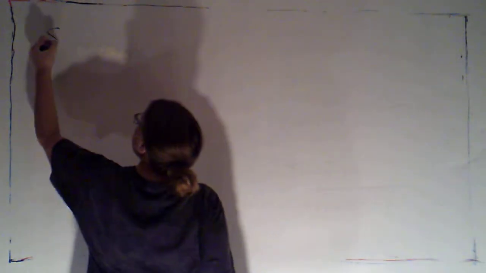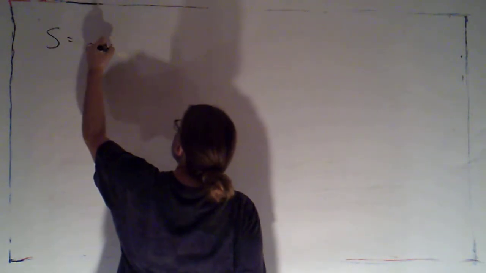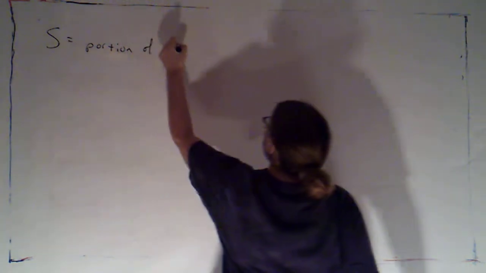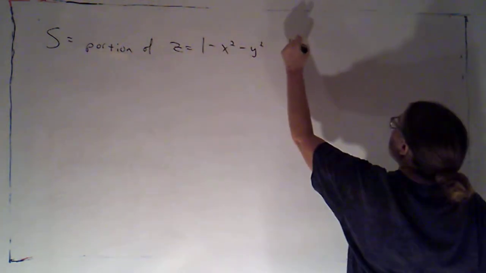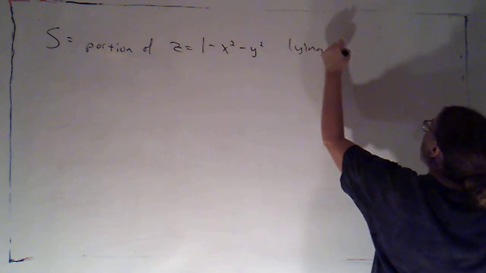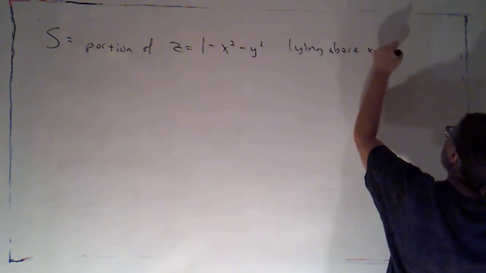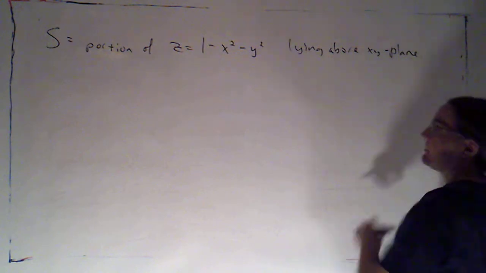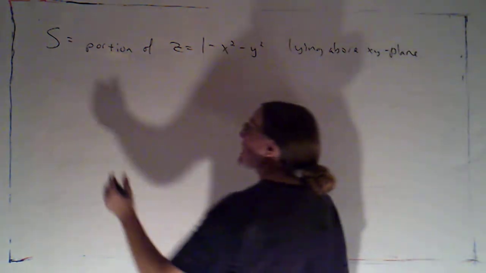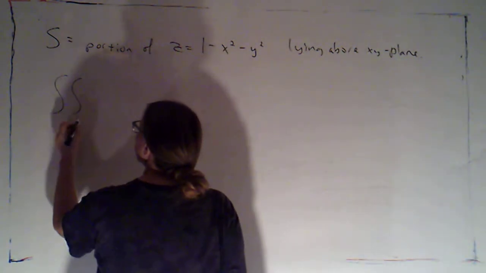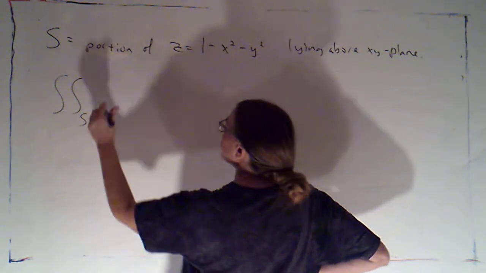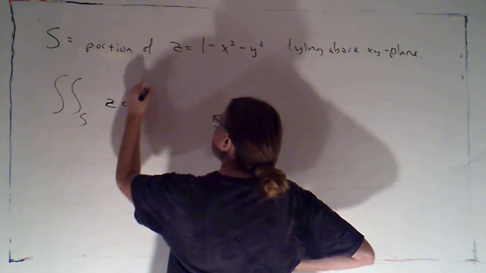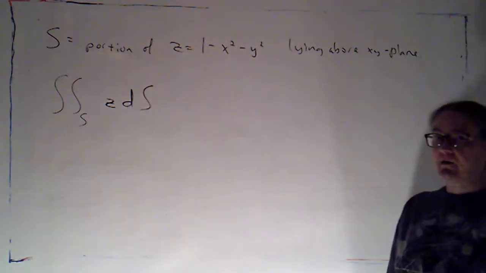So let's suppose that S is the portion of the paraboloid z equals 1 minus x squared minus y squared lying above the xy plane. Okay. And let's suppose I wanted to integrate over S. Oh, let's just integrate z with respect to surface area.